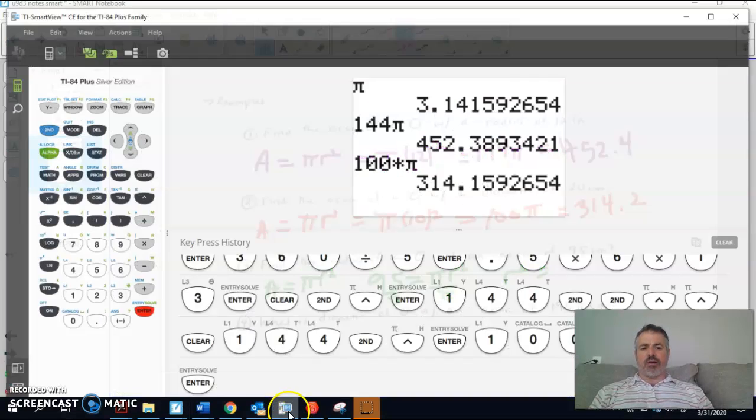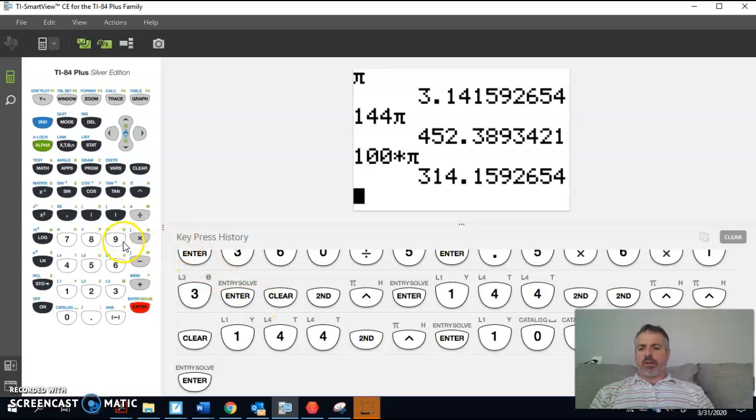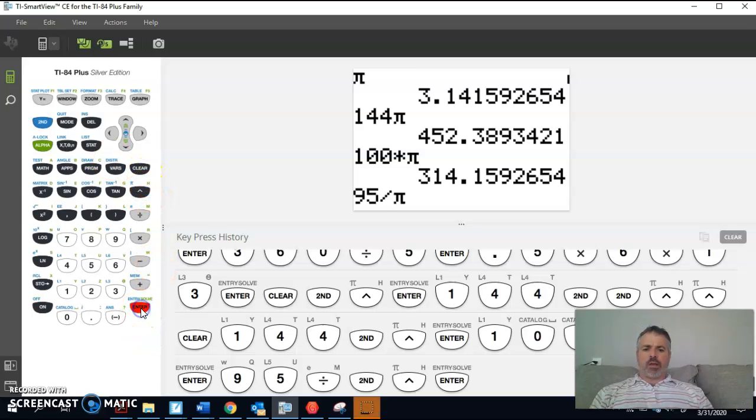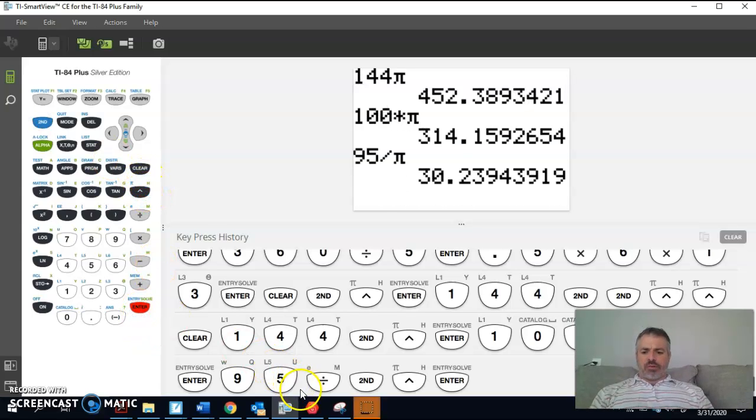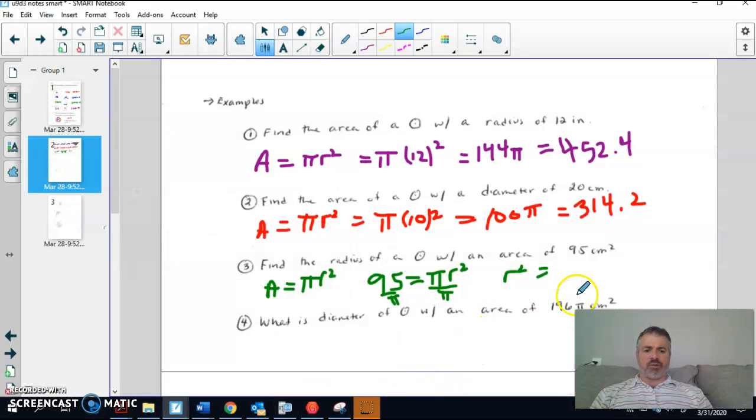So let's see, 95 divided by pi. That ends up being 30.2. So r squared is equal to 30.2.